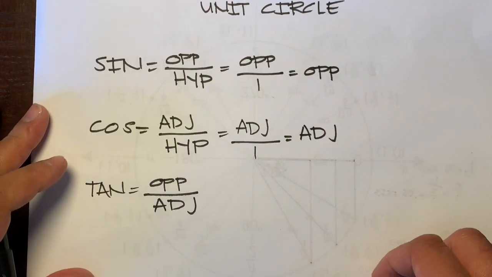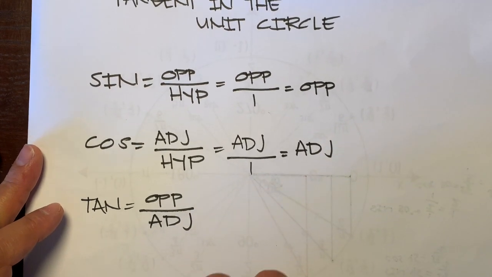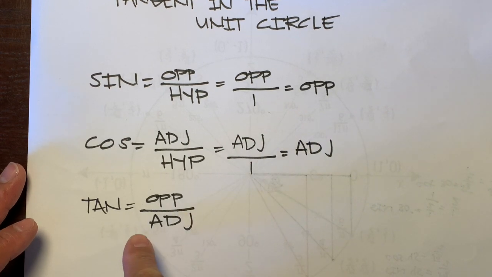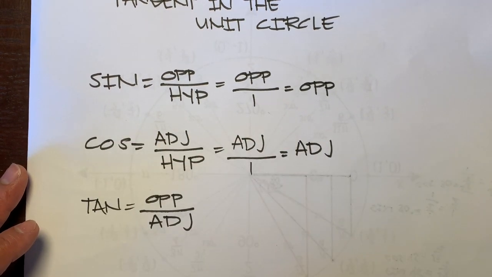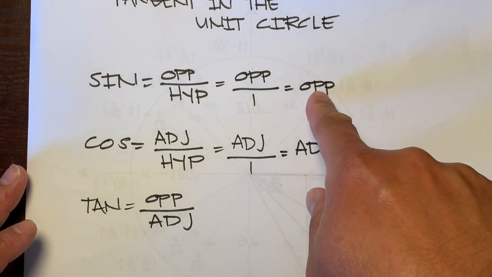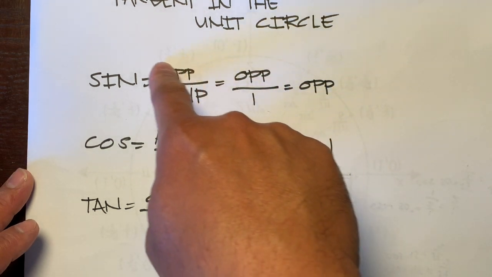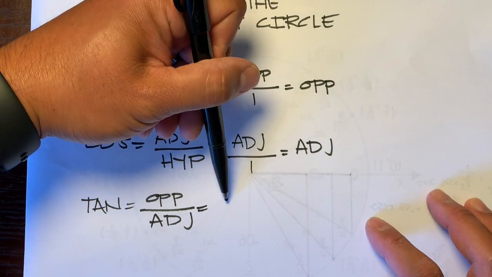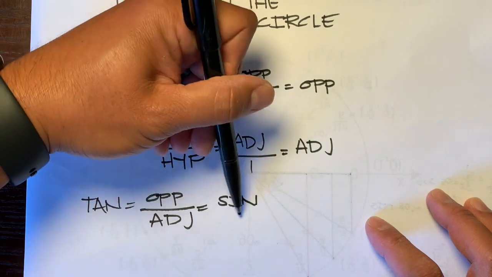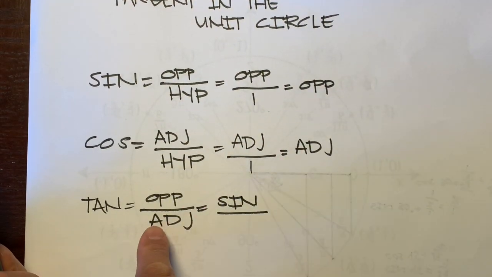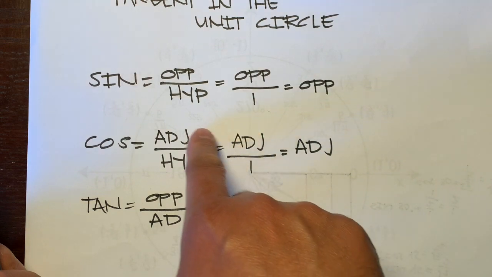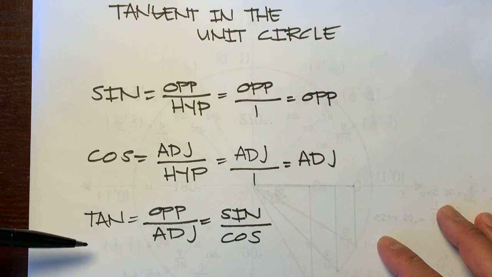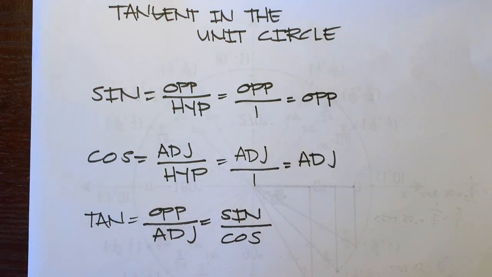Okay, so let's see if we can substitute a few things over here for the tangent. If the tangent is equal to the opposite over adjacent, and let's look at this, what is the opposite equal to? Sine. So we can substitute the opposite with sine over, and the adjacent, what is adjacent equal to? Cosine. So tangent is equal to sine over cosine.